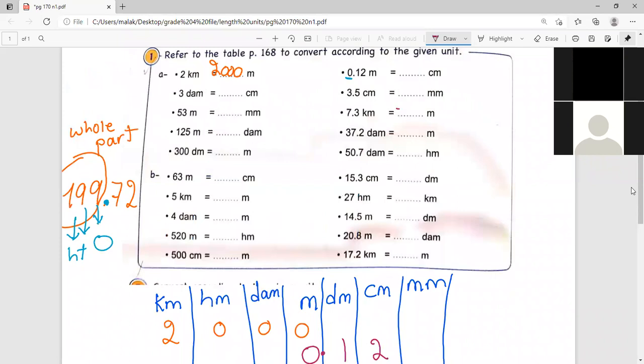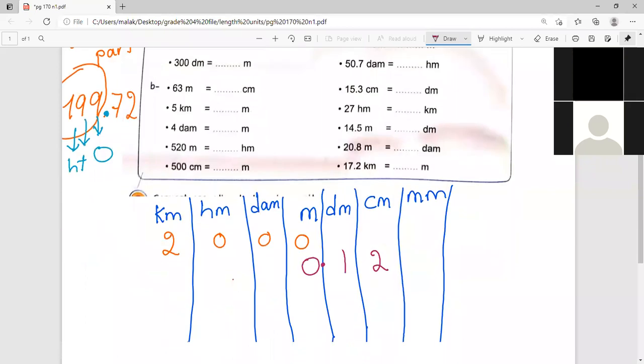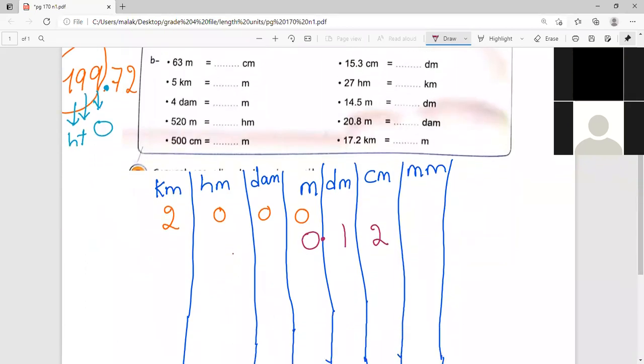Now I will convert to centimeter. Centimeter. Yes. So, what shall I do? Here, it's here, the centimeter, we reached centimeter by 12. So no empty space to fill it with zero, so just one step.